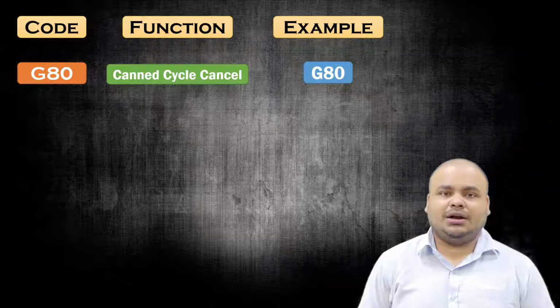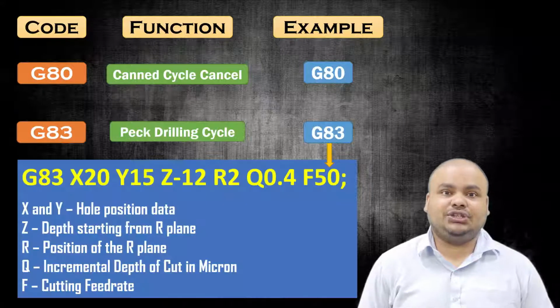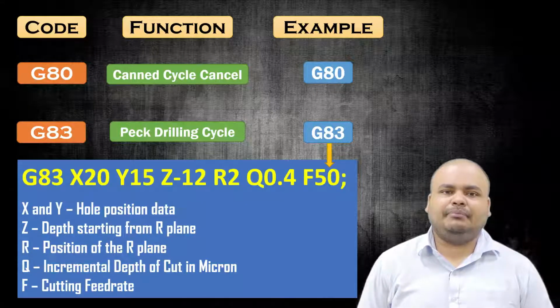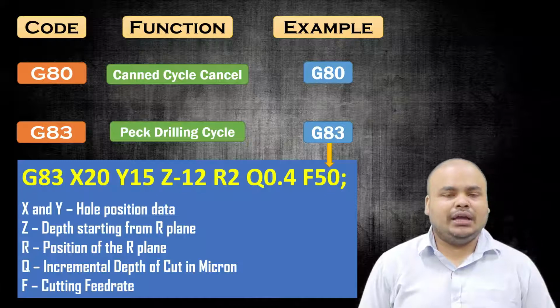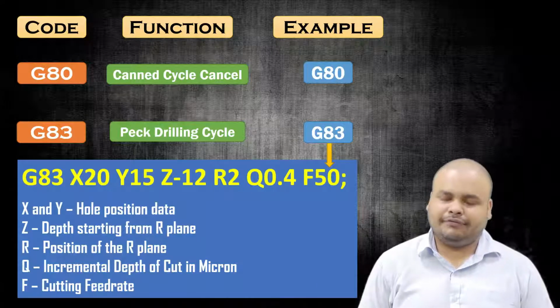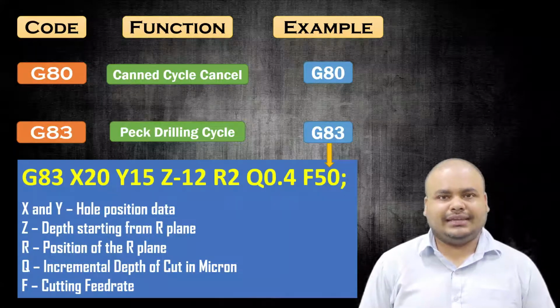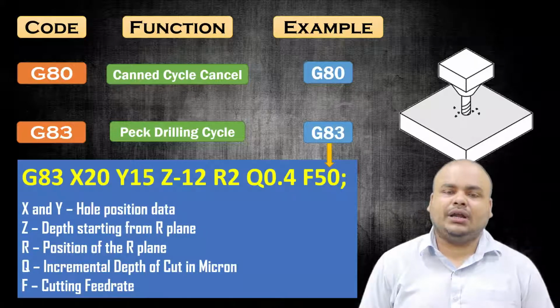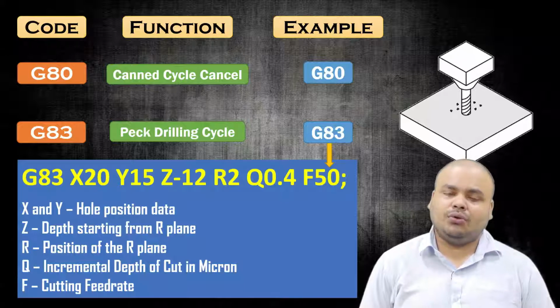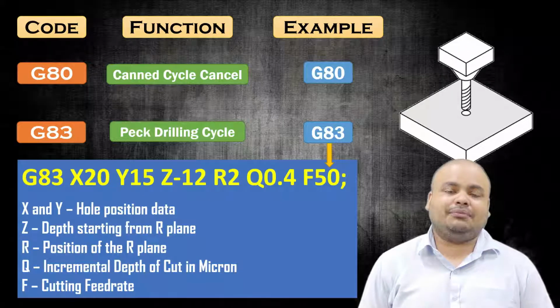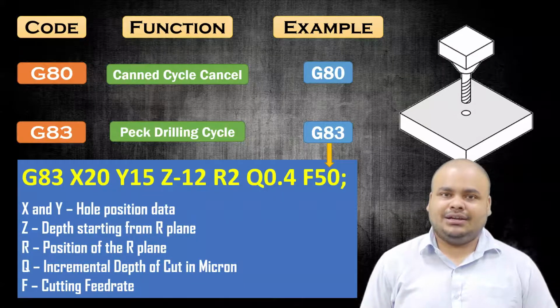And you can see the command whatever I have written over here, that is G83 X20 Y15 Z-12 R2 Q400 and F50. So this is a complete canned cycle for drilling a particular hole with a depth of 12 mm at a particular given coordinate. So let us know what are the different parameters I have given in this drilling cycle.